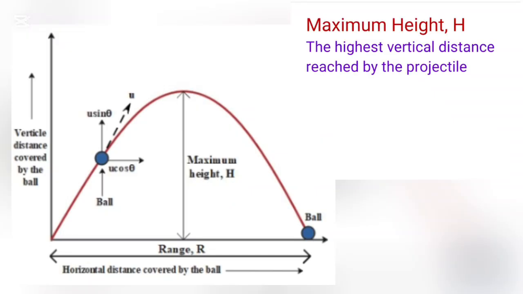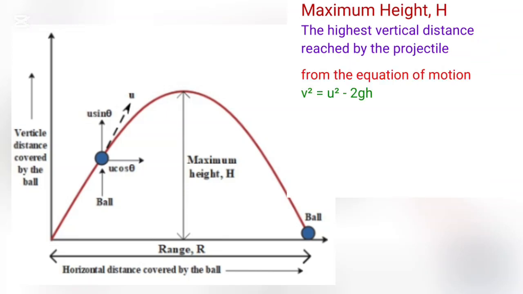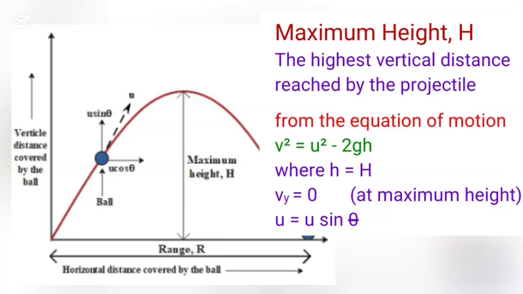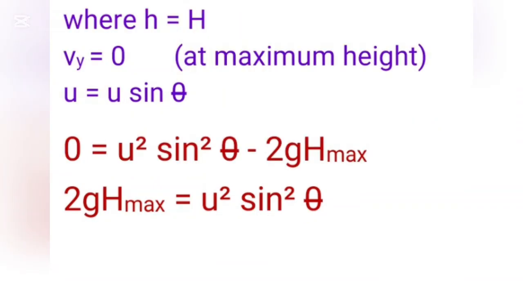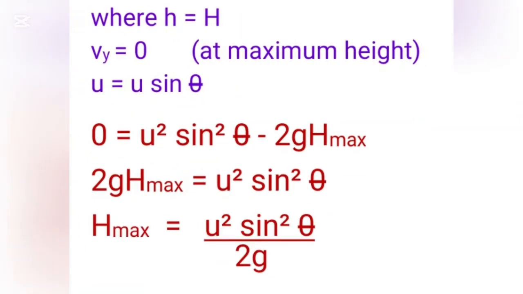Maximum height H. The maximum height H is the highest vertical distance reached by the projectile. From the equation of motion, v square is equal to u square minus 2gh, where h is equal to big H. v is equal to 0 at maximum height, and the vertical component of the velocity is Vy is equal to u sin theta. Therefore, 0 is equal to u square sin square theta minus 2gH. 2gH is equal to u square sin square theta. H is equal to u square sin square theta over 2g.